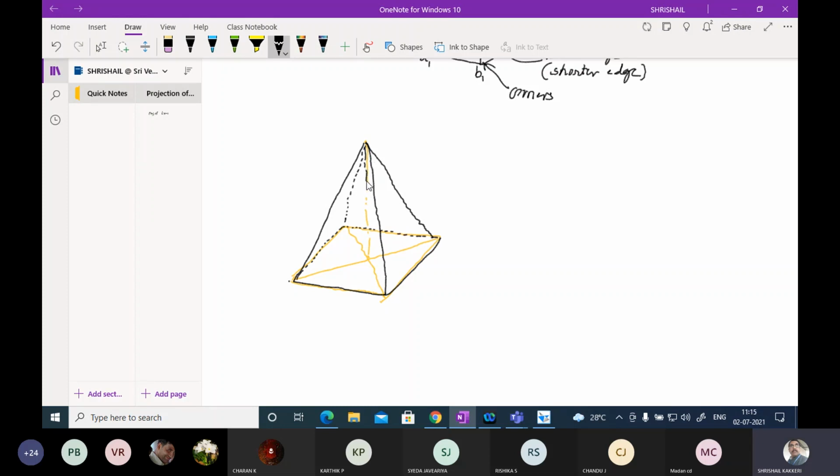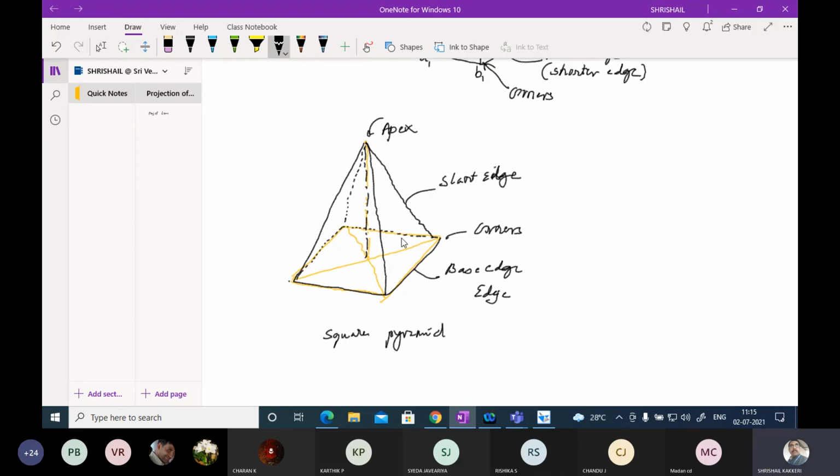And this is the axis line. And here also it is called a square pyramid, because it has the apex at the top. These are called the base edges, or simply we can say edges. And these are called the corners, and this is called a slant edge.